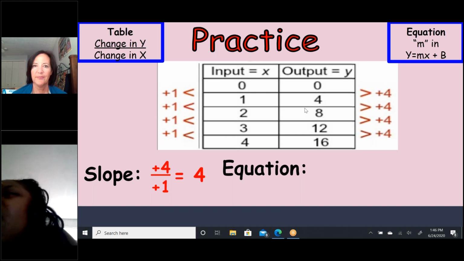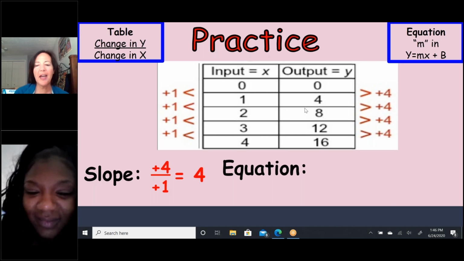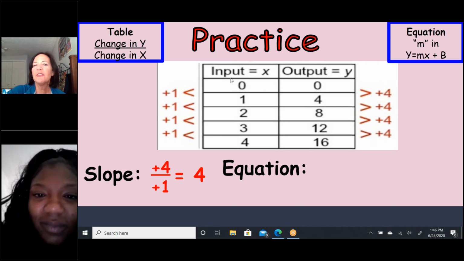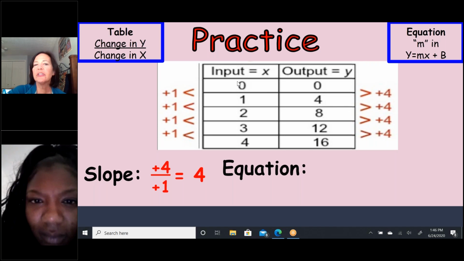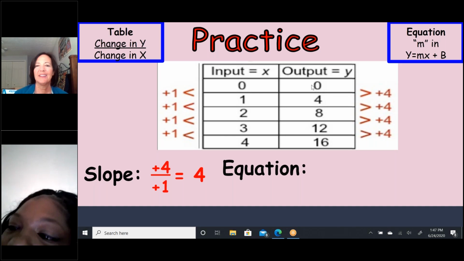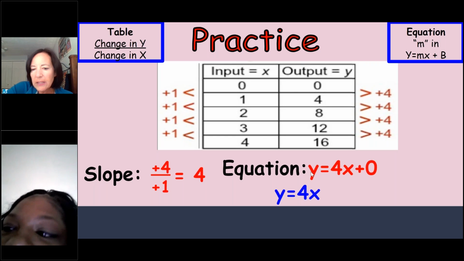Is it wherever the line crosses? Nope, that's on a graph. On a table, we look and we find where the x equals 0. Whatever the y is, that's going to be your y-intercept. So it'll just be y equals 4x. That's it, yeah. Because plus 0, we don't write plus 0. Y equals 4x is correct. Nice.